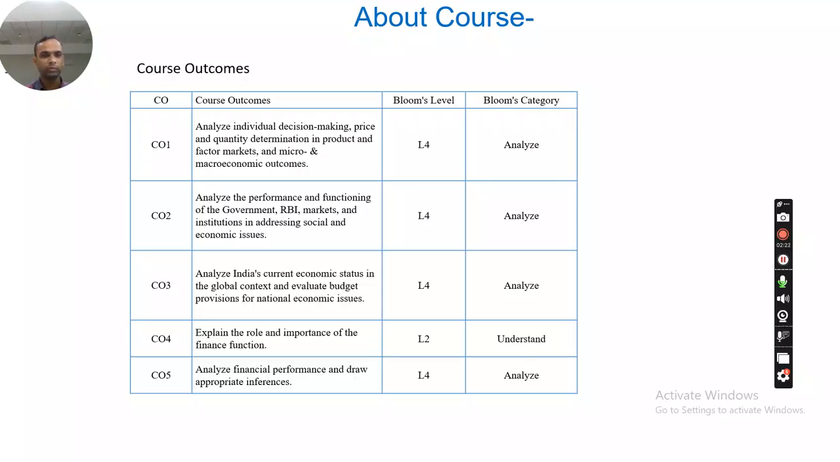The next course outcome is to explain the role and importance of the finance function, and the Bloom's level is L2 and Bloom's category is understand for this outcome. The next one is to analyze financial performance and draw appropriate inference, and the Bloom's level and category are L4 and analyze respectively.